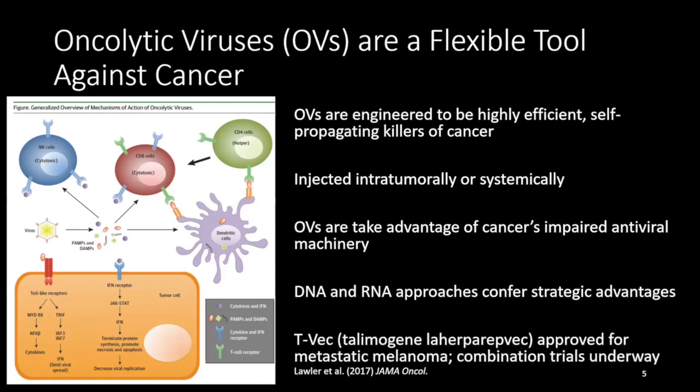I also wanted to point out that there has been one oncolytic virus approved for metastatic melanoma, and there are several clinical trials for its combination with other immunotherapies and chemotherapy. So it is an established mechanism, however, still a very young field.